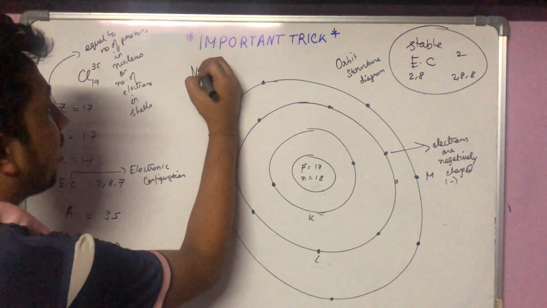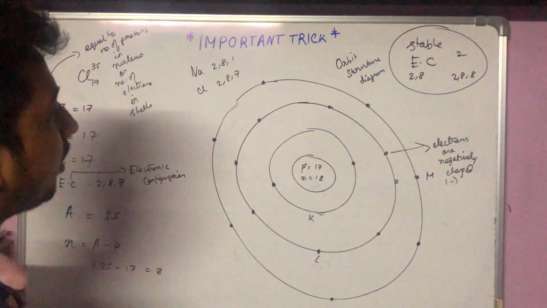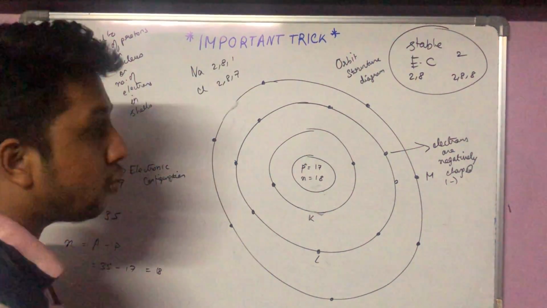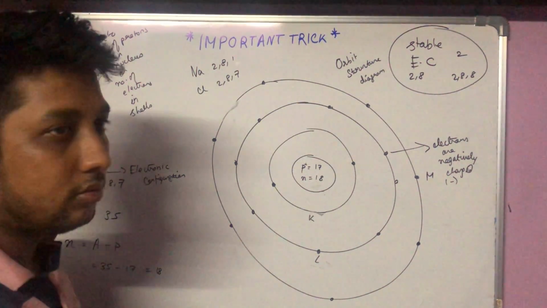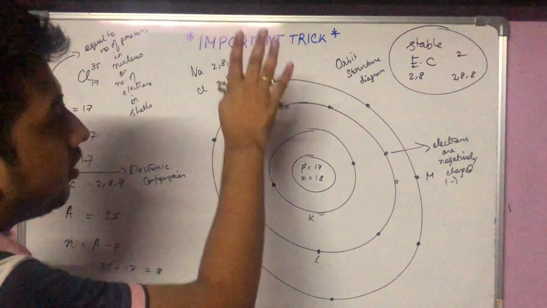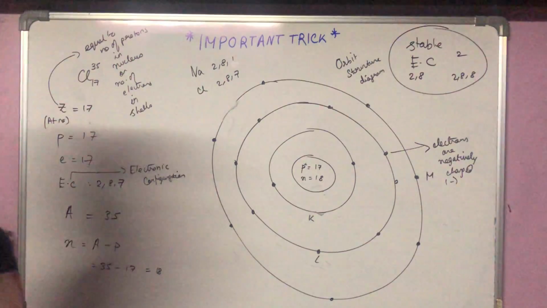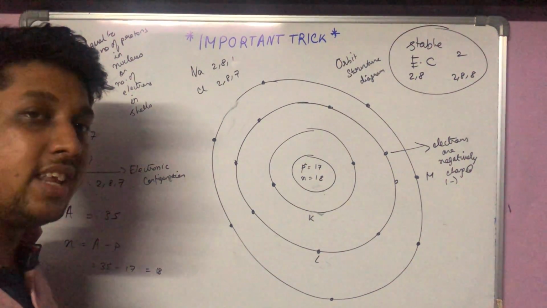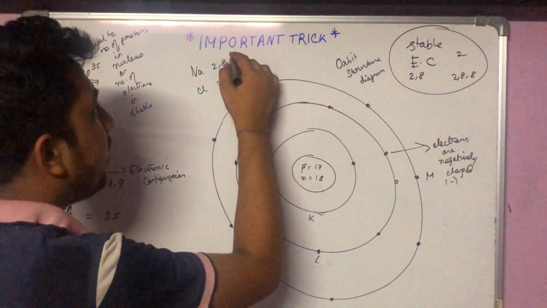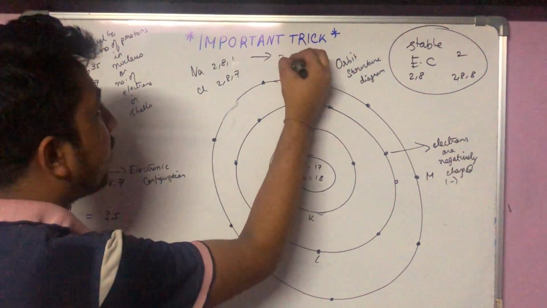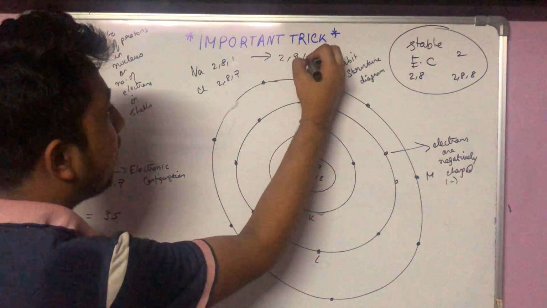Now sodium electronic configuration is 2,8,1, chlorine electronic configuration is 2,8,7. The point is, for sodium to attain stable electronic configuration, it can either lose 1 electron, that means remove this electron in the third shell and go into 2,8, or it can gain 7 electrons and go into 2,8,8. Now obviously losing 1 electron is much easier than gaining 7 electrons. So sodium will lose 1 electron and go into 2,8. There it will be called Na+.